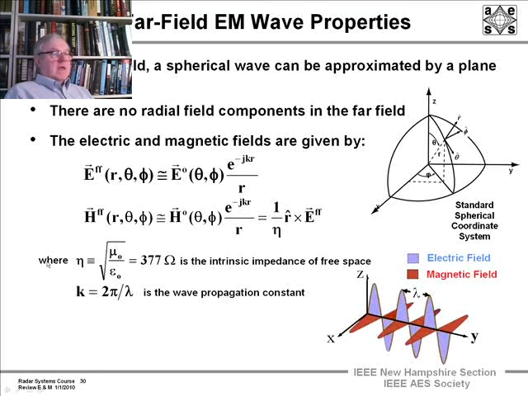this quantity eta, which I had never seen before I looked at it in an electrical engineering book, is the intrinsic impedance of free space, which is the square root of mu 0 over epsilon 0, and the constants. And you can see that these are easily related to the speed of light. And k is just 2 pi over lambda, the wave propagation constant.